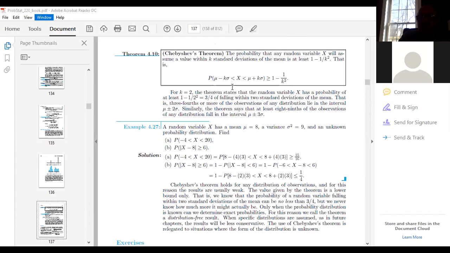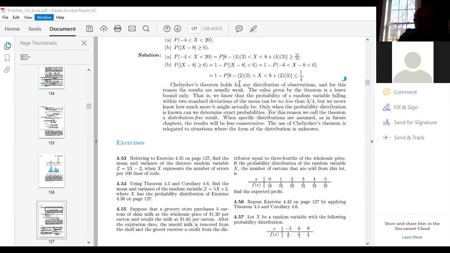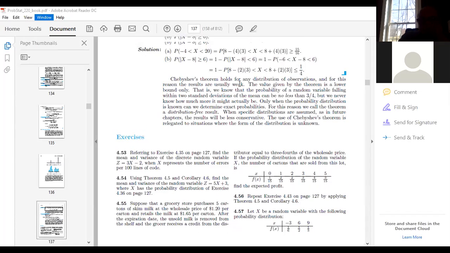In that case, the probability is always greater than or equal to 1 minus 1 over k square. So Chebyshev theorem says that the probability that any random variable x will assume a value within k standard deviations of the mean, from left and right, is at least 1 minus 1 over k square. And that is given in this form, but that's fine. Let me start with some examples.